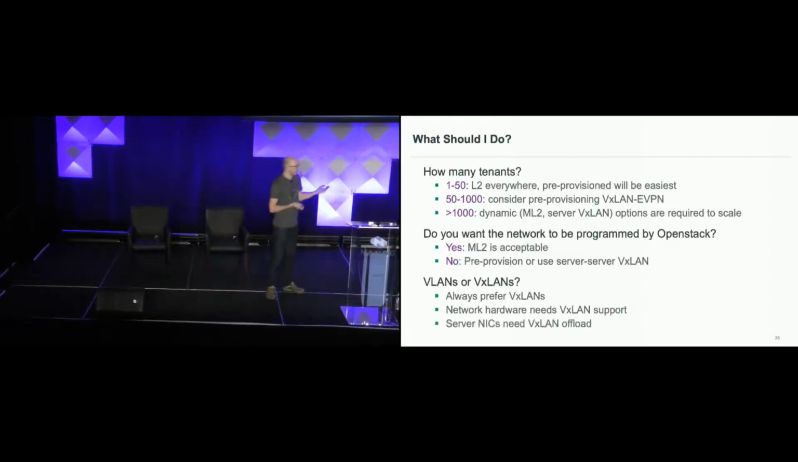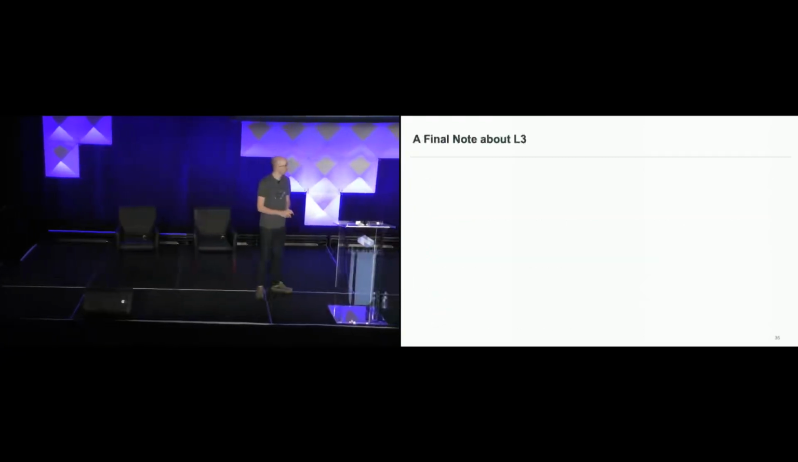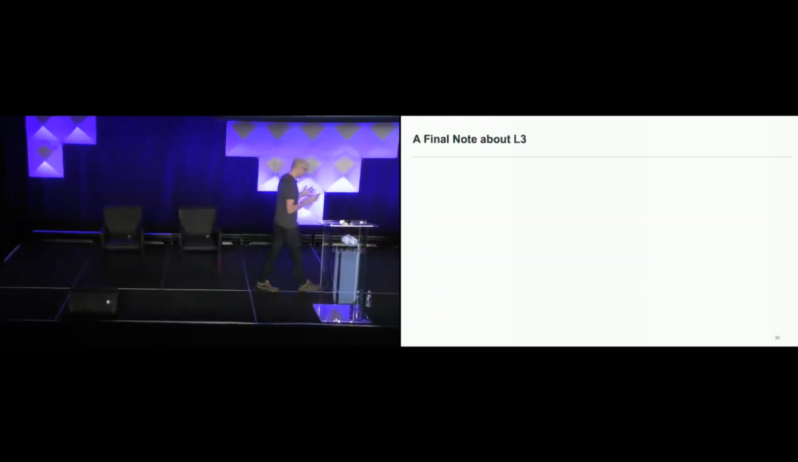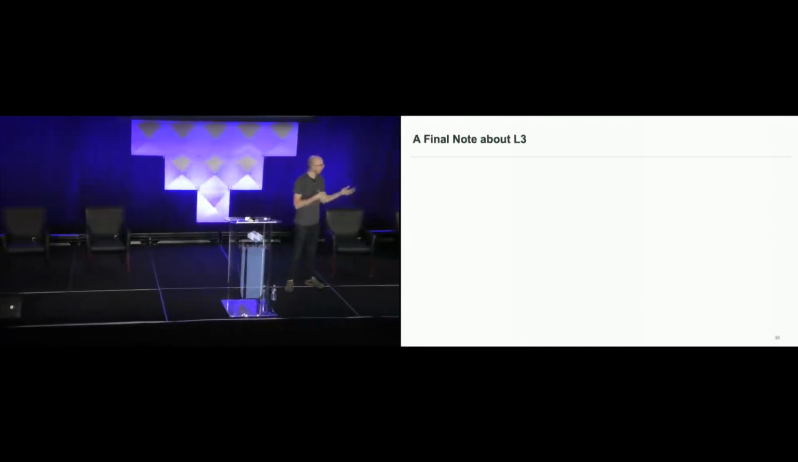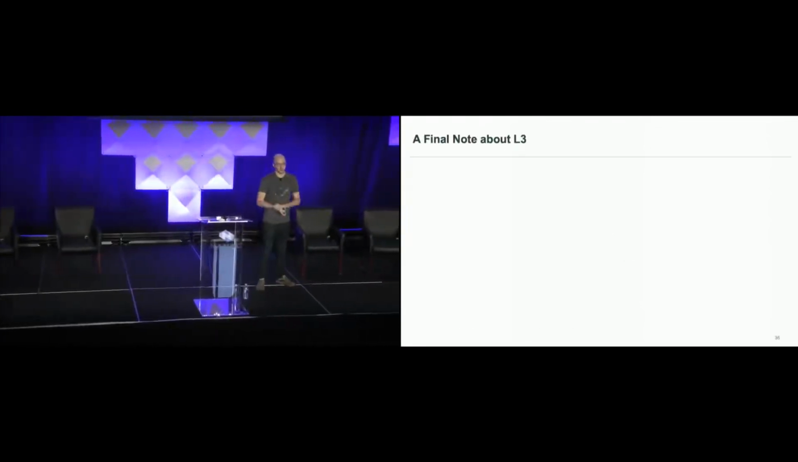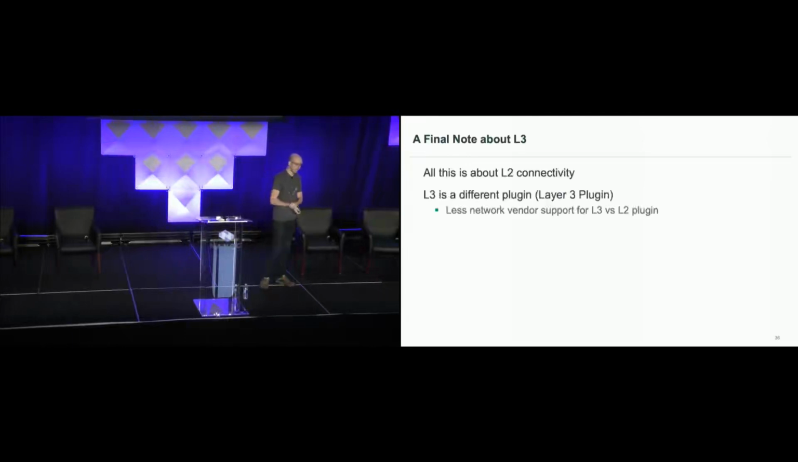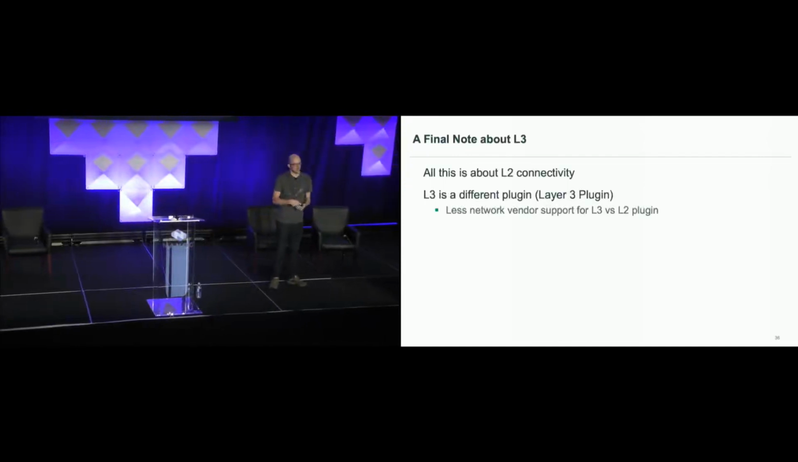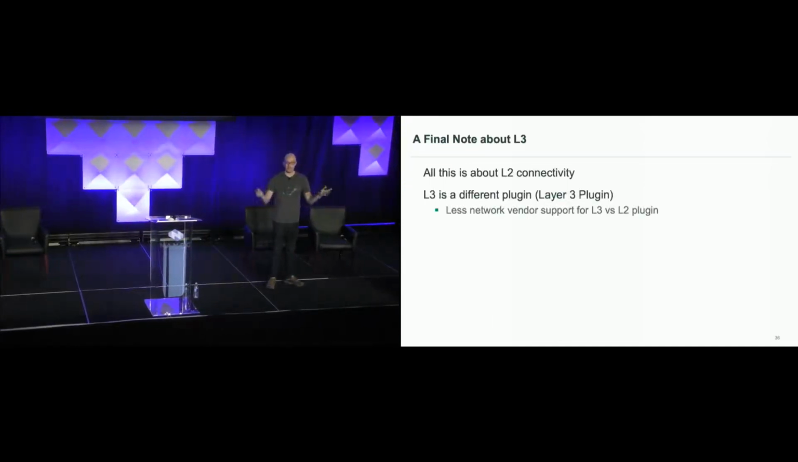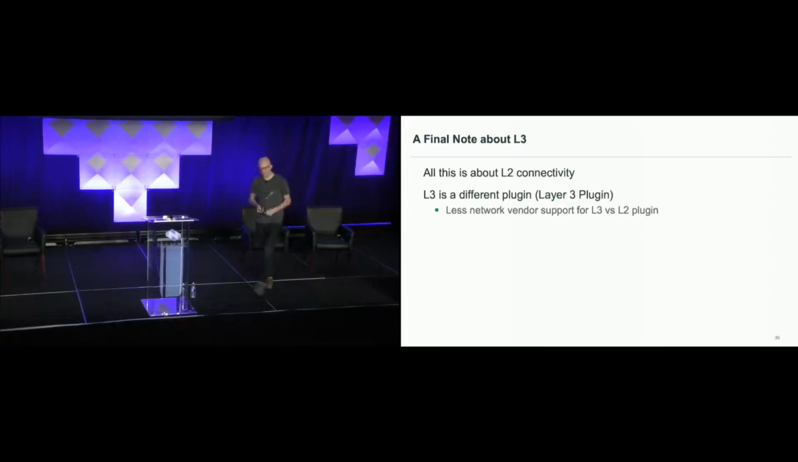And so as I mentioned, server NICs as well. And so one final note is this has really been all about layer 2. So what about layer 3? Layer 3 is a different plugin within OpenStack. You might be surprised to know that it's called the ML, anybody? ML3 plugin, right? ML3, because they're clever.